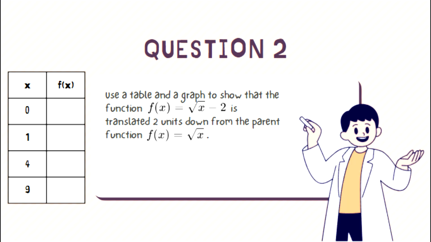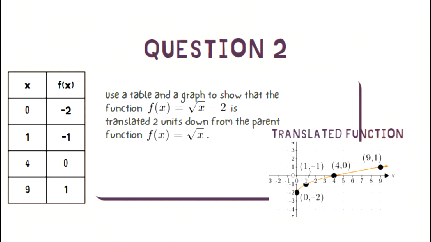Now we need to do the translated one, which is the square root of x minus 2. Okay, so the square root of 0 is 0, minus 2 becomes negative 2, square root of 1 is 1, minus 2 becomes negative 1, square root of 4 is 2, minus 2 becomes 0, square root of 9 is 3, minus 2 becomes 1. So here's our new coordinate pairs and our new graph, and you can see that it started at the origin for the parent function and it moved down 2, which is exactly what we should see.